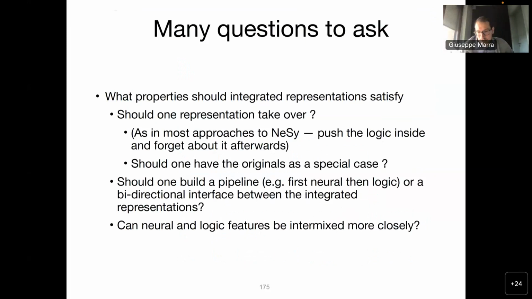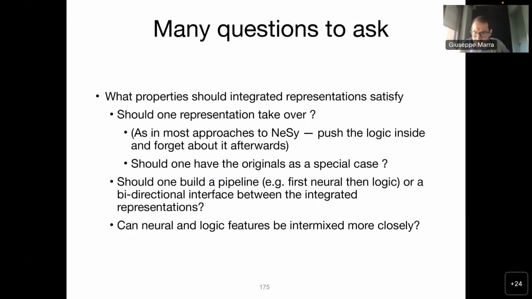But you may wonder, well, you have solved the problem. Not really, because we still don't know which properties the final integrated version should satisfy. For example, I showed you this possibility of introducing an interface between the logical and the neural part. But is this the only choice?